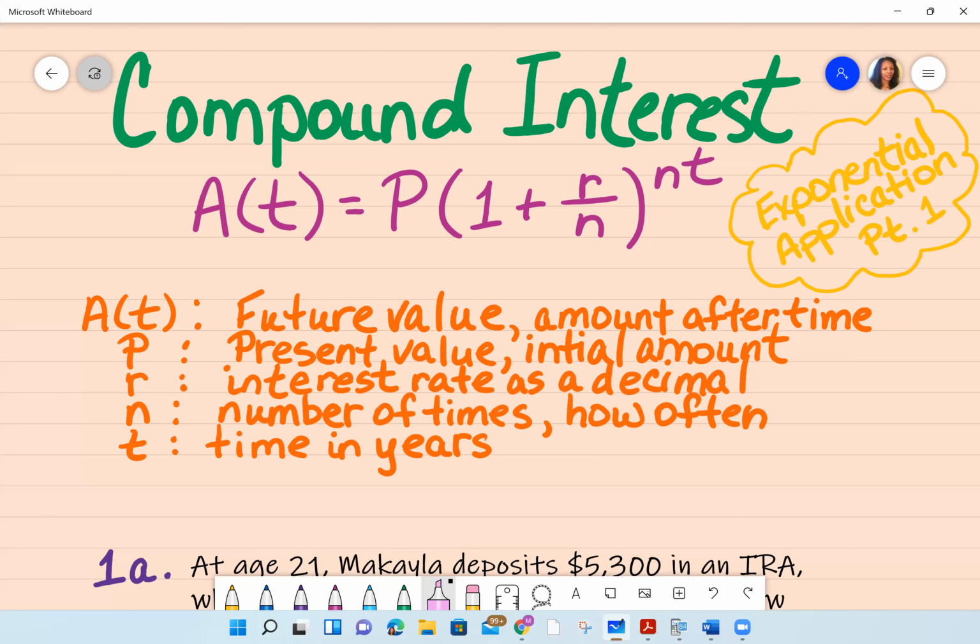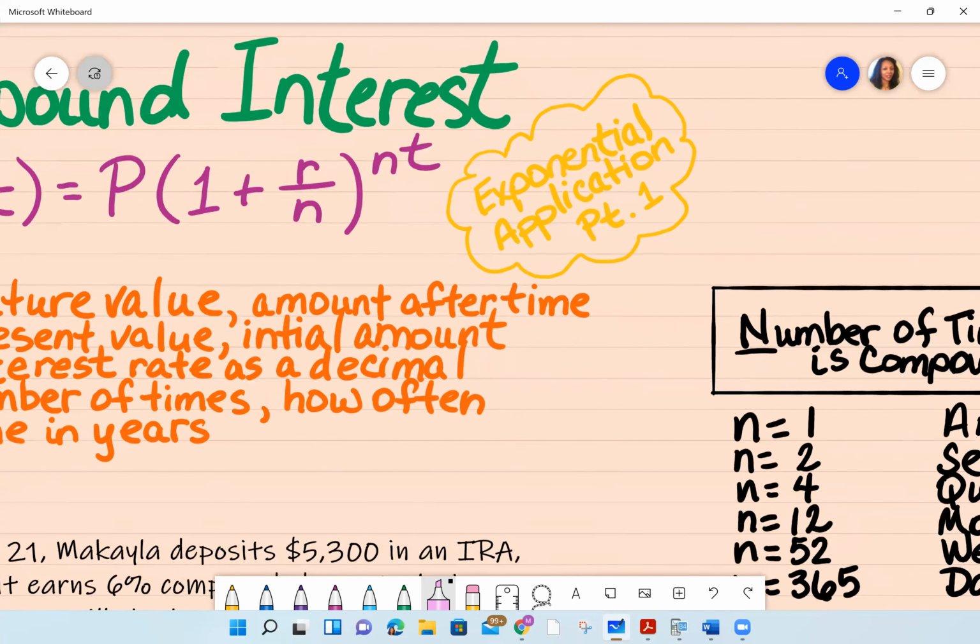N, that is going to be the number of times that your interest is compounded per year. Like how often, basically. And T represents the number of years or your time. Students typically get these two mixed up. So try to remember one of them is telling you how often your interest is going to be compounded, which is N, and the other one is telling you your years.